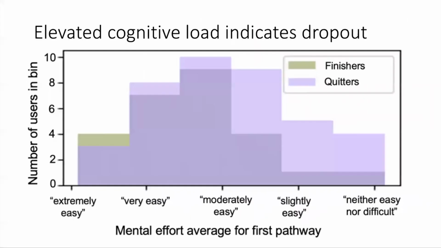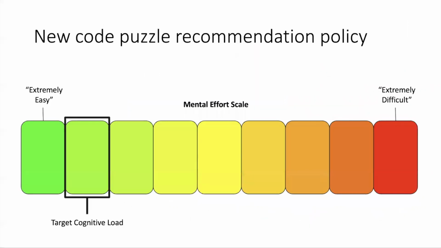We then took the average mental effort for each user for the first pathway and compared across the users who eventually finish versus those who eventually quit. We found that even slightly elevated cognitive load predicted user dropout. Based on these findings, we recommend a target cognitive load of very easy for another trial, preventing them from dropout risk as well as keeping them slightly challenged.